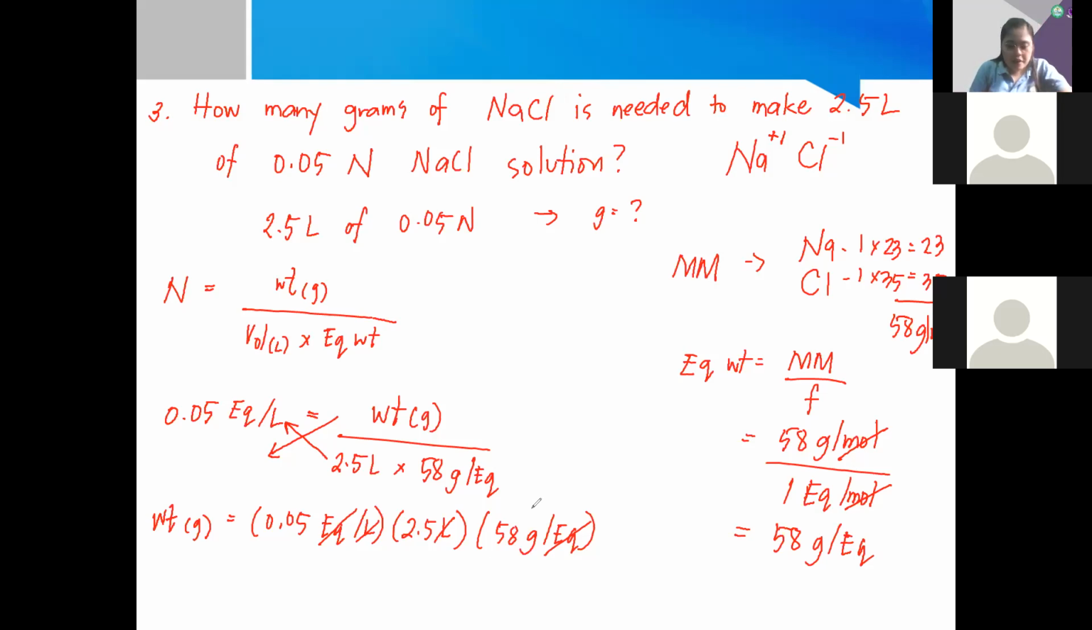This is 0.05 times 2.5 times 58. The answer here is 7.5 grams of NaCl. So, eto na ngayon. Alam na natin kung gaano karaming sodium chloride ang needed na i-dissolve para maging ano siya, ang kanyang concentration is 0.05 normal, tas ang volume niya is 2.5.